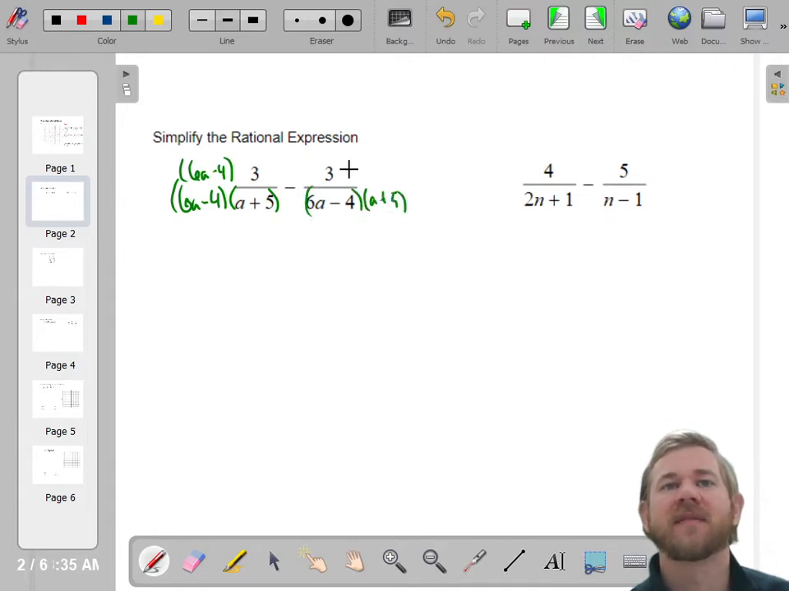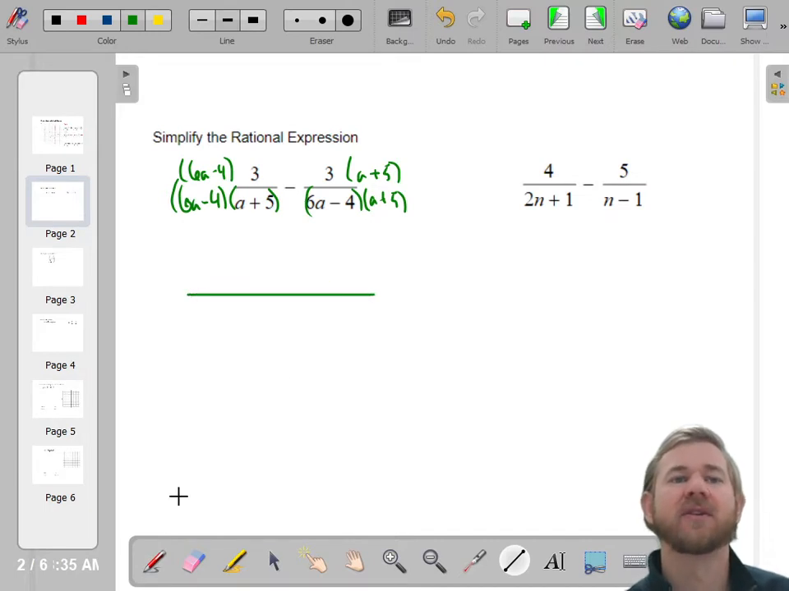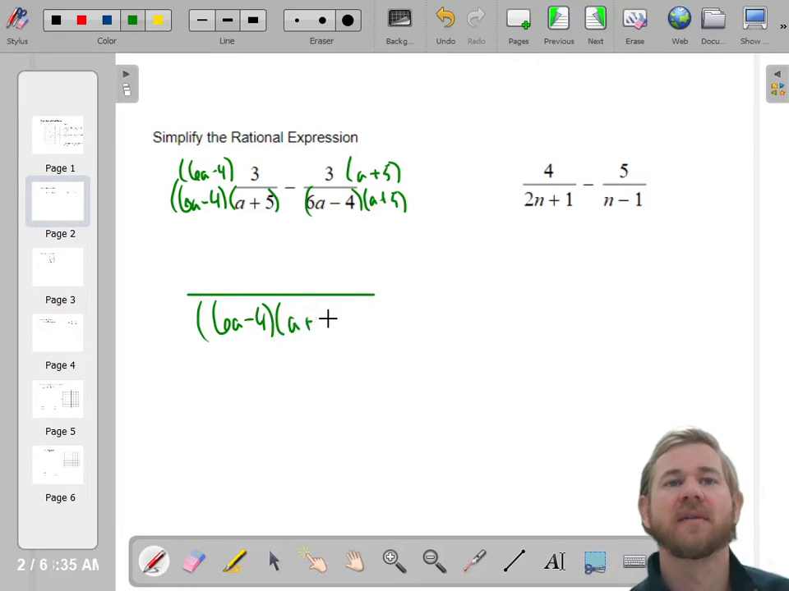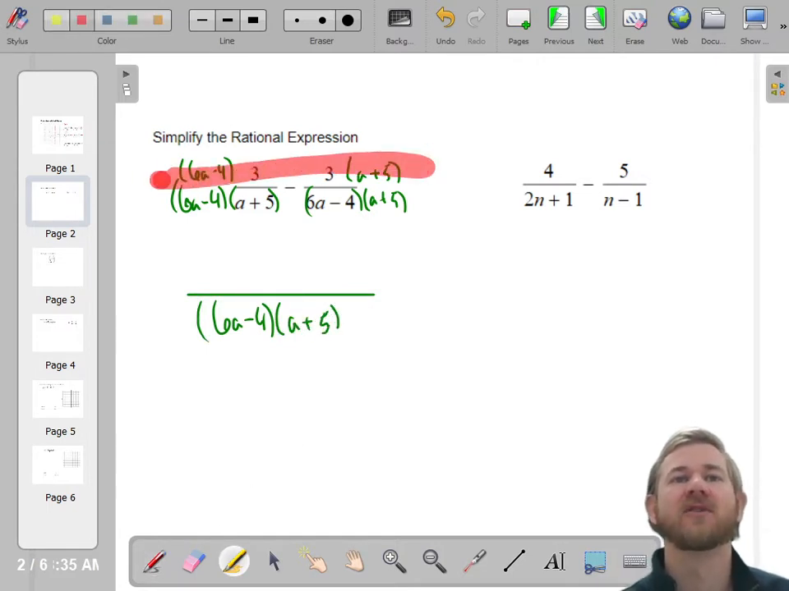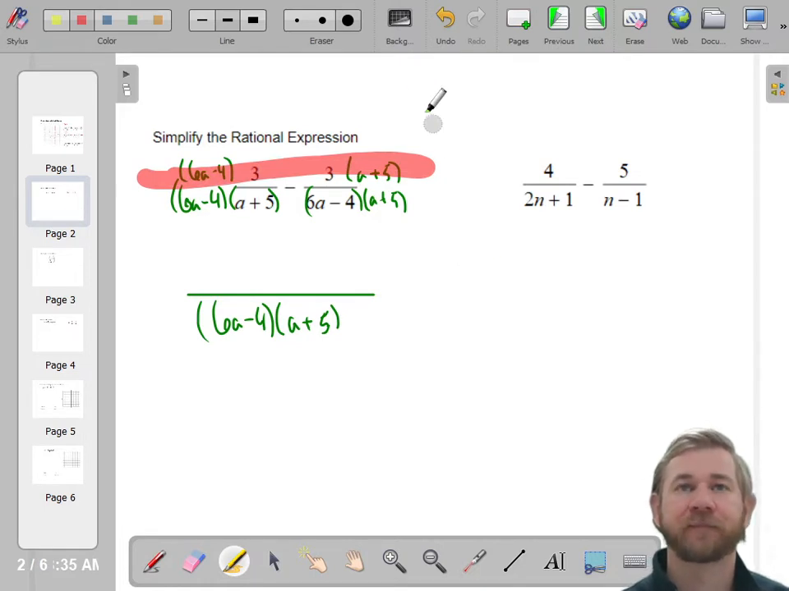A plus 5 in the top and the bottom. Once you multiply the denominators together, you know that the common denominator will be their product, 6a minus 4 times a plus 5. But now what we need to do is simplify just the numerators, all I'm really looking at from here on out. It's over that denominator, but I'm going to simplify the numerator now.